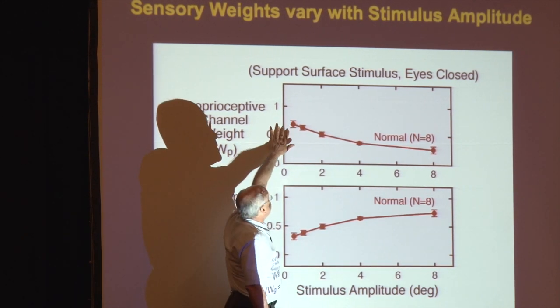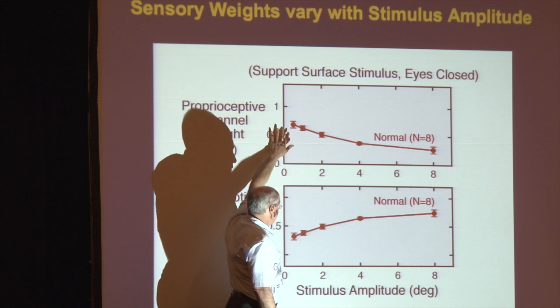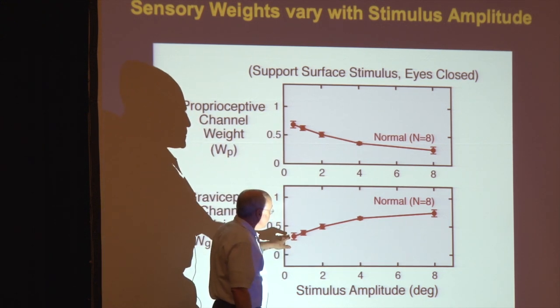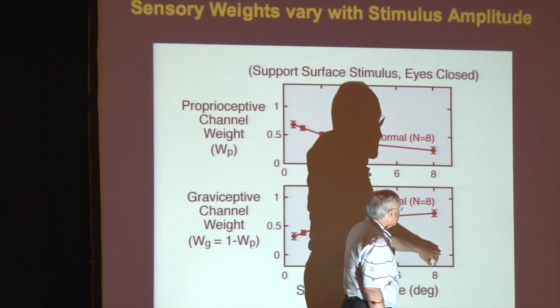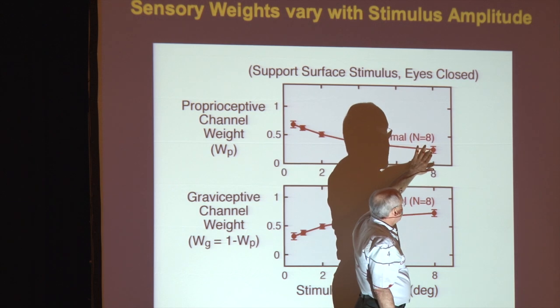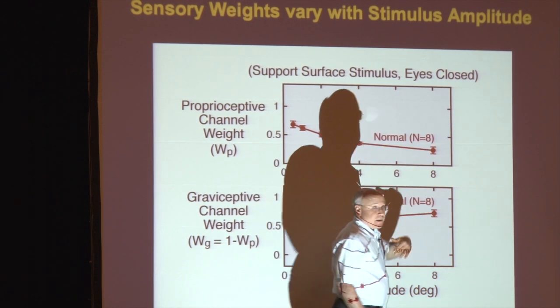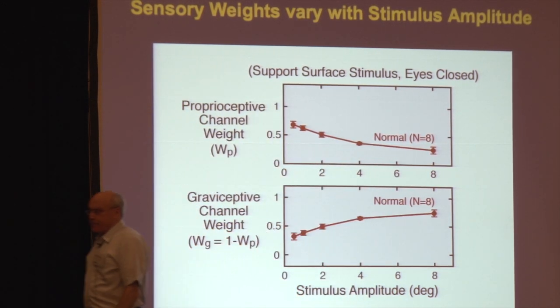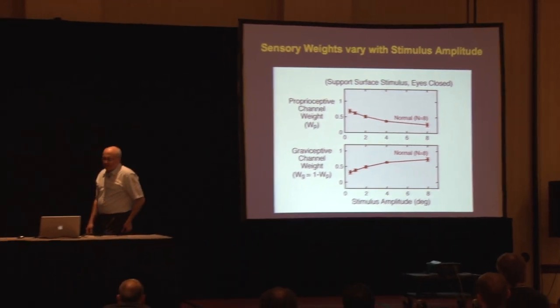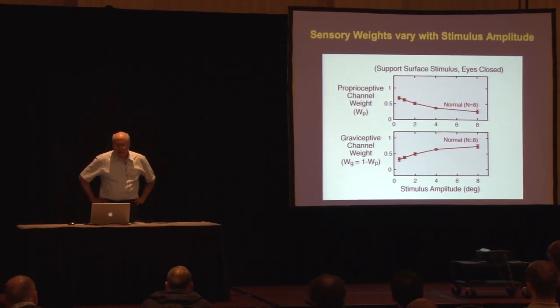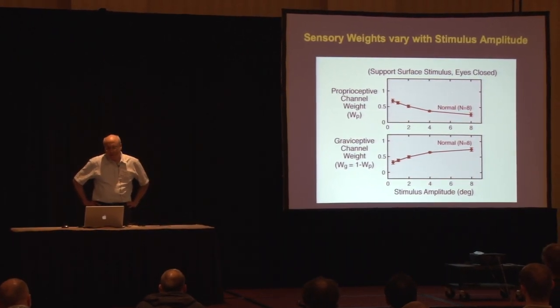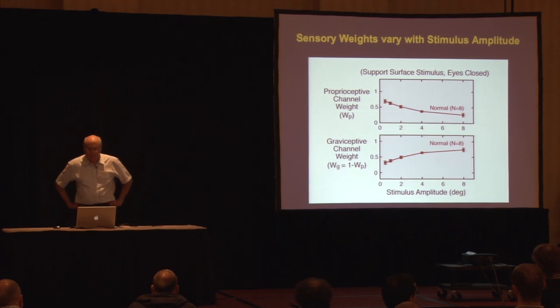You're using about 70% proprioception and 30% vestibular. At high stimulus amplitude, it's reversed, about 30% proprioception and 70% vestibular. And so now we've got a simple model that can predict quite a bit, and you would want to then test it a little bit.